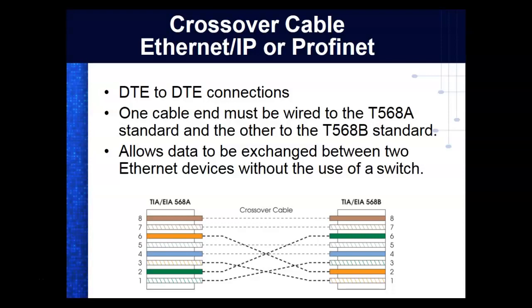So this is a crossover cable. What we do on a crossover cable is one connector we're going to wire as a 568A, and the other connector we're going to wire as a 568B. We only use a crossover cable when we connect 2 DTEs. That way when this guy here transmits, it goes into the receive of the other, right? You see that? And vice versa. So this is a crossover cable.